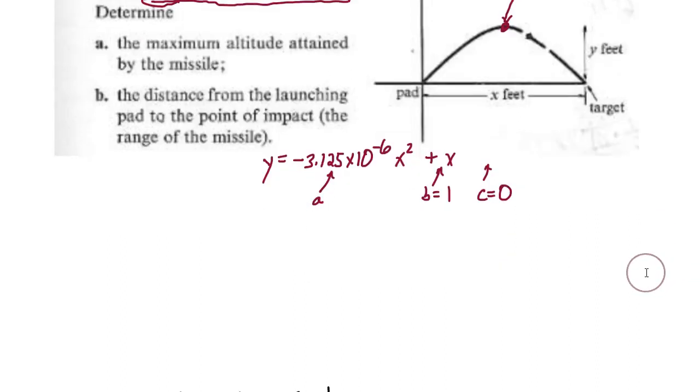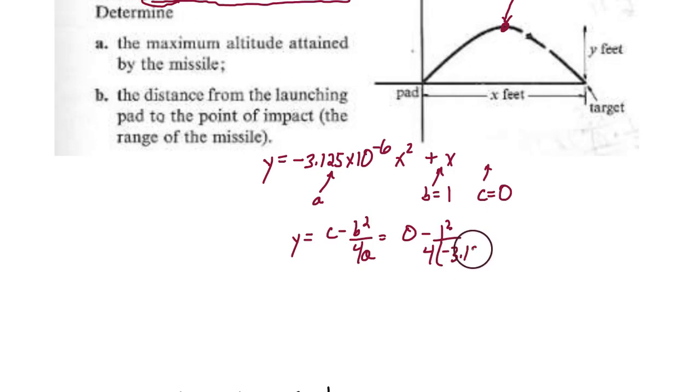We want to find the maximum altitude. That is the y value of the vertex point. We have a formula to find that. C minus b squared over 4a. So 0 minus 1 squared over 4 times that value of a.